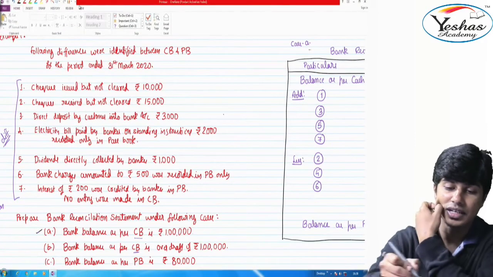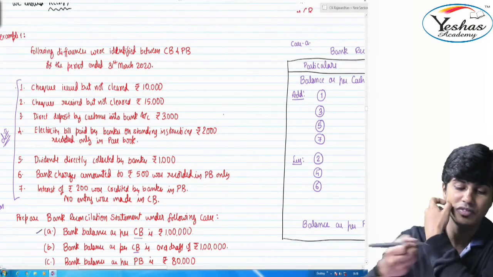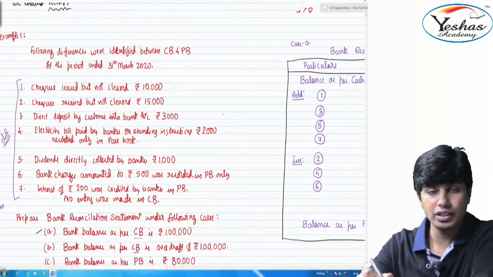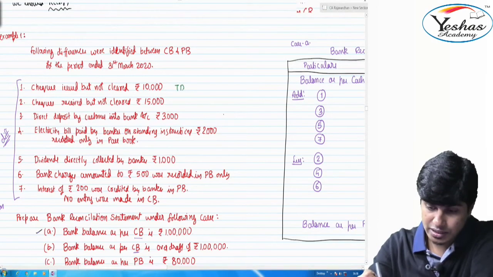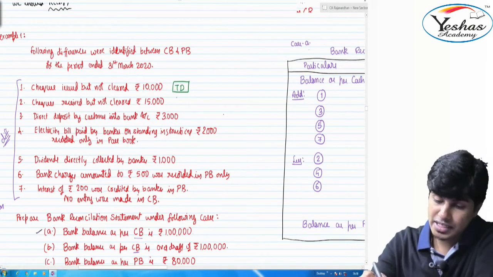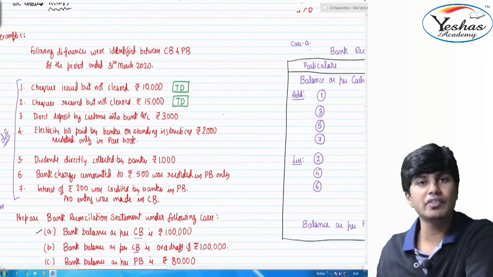Whichever is timing difference, I'll write it in green. If it is non-timing difference, let's just leave it like that. You get that? Okay. Check issued but not cleared. What is it? Is it timing difference? Yes, it is timing difference. Why? Time will only cure it. Checks received but not cleared. Timing difference. Why? By period of time, the check will get cleared.